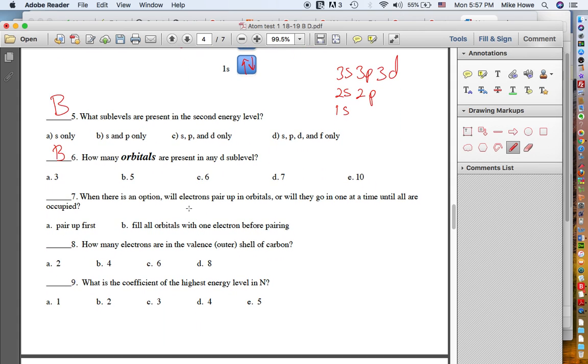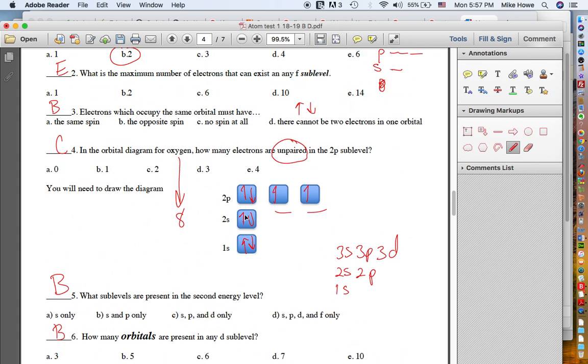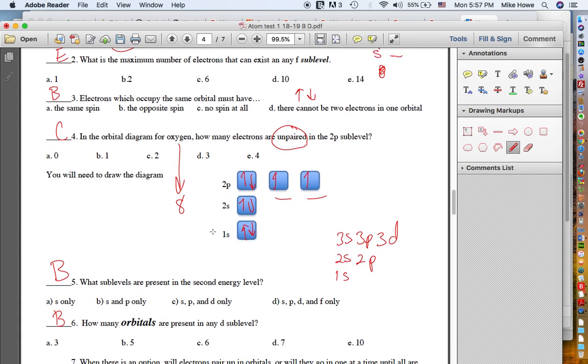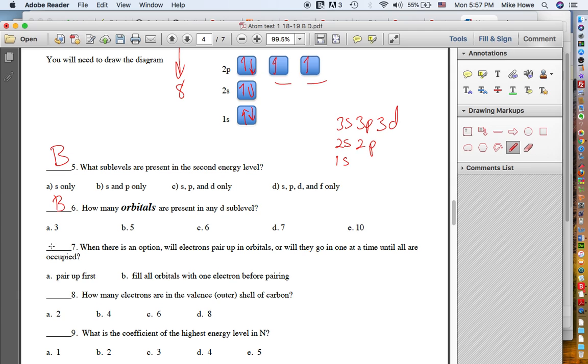When there's an option, will electrons pair up or they go in one at a time? Remember, we go in one at a time before they pair up. So the answer is B.